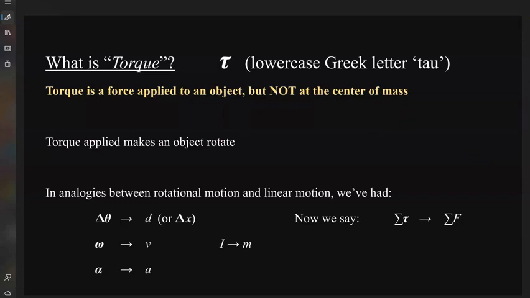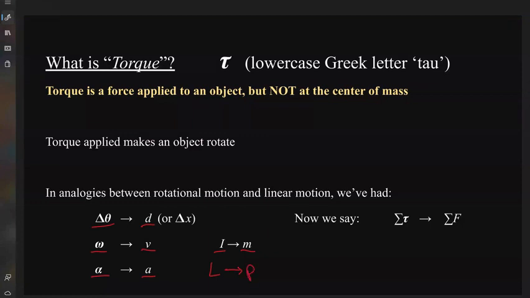In our analogies, we've looked at delta theta, or angular displacement, to displacement. We've looked at angular velocity to velocity, angular acceleration to acceleration, rotational inertia to mass, which is basically just inertia. There's another one that we've done that is not on here. L is angular momentum, is analogous to P, linear momentum.